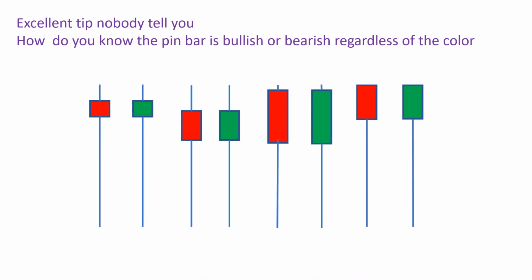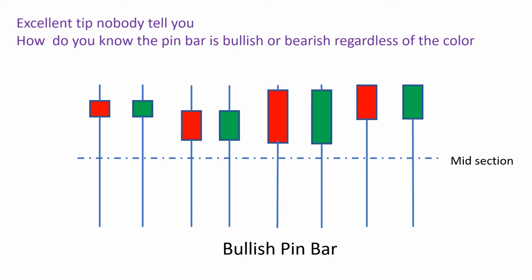Let's assume these are all pin bars of the same length. If the body of all these pin bars lies above the midsection of the total length, you can consider all of them as bullish pin bars regardless of the color, or you can consider it a strong hammer. Isn't it amazing?